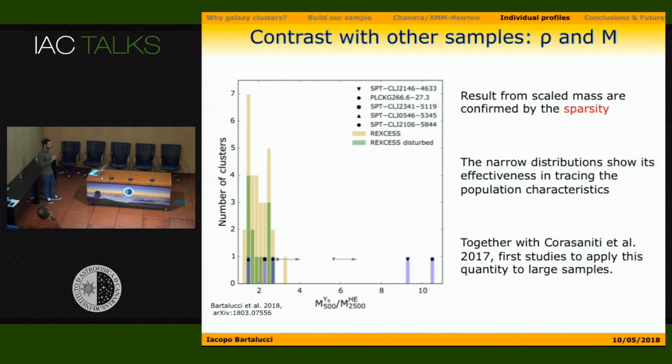And also what I would like to say is that this work, together with Corasaniti et al., are the first works that are actually trying to use the sparsity to characterize the galaxy cluster population. And what is nice here is that you see the effectiveness of the sparsity in characterizing the galaxy cluster population.